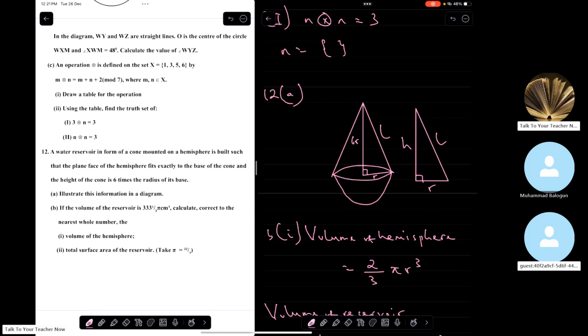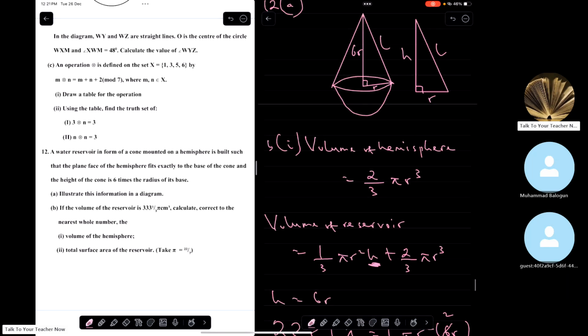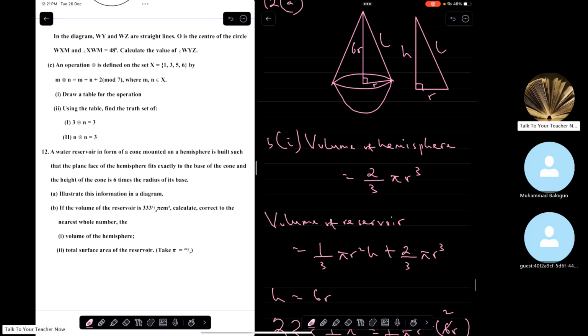H is equal to 6R. So quickly, the volume of the reservoir is the volume of the hemisphere plus the volume of the cone. Hurry up. Abadu, I hope you're writing. Yes, sir. All right.